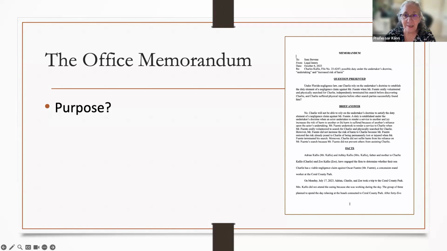It is basically a broad overview. It explains the relevant law to a particular question. It often analyzes how a court might apply that law to your case. It is called predictive writing. That's what kind it is. You are predicting the result based on a particular problem or set of facts.